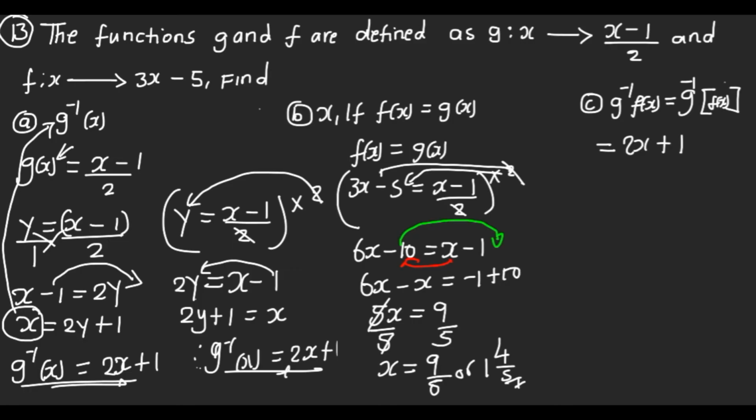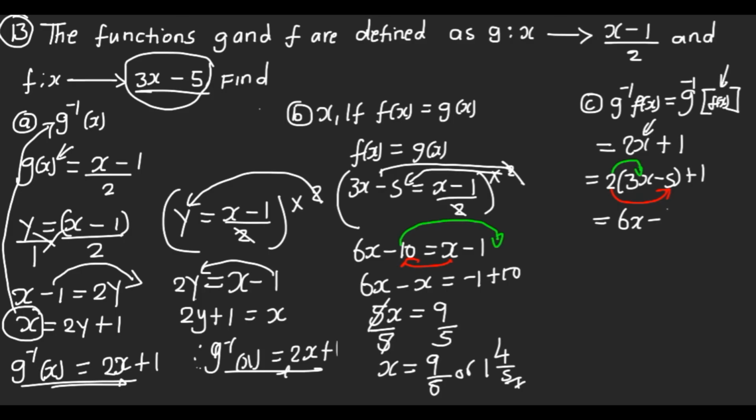Now the inside function, which is f of x, this one, must be substituted with the x of the g of inverse of x. So we have 2, where there is x, we substitute with the inside function, 3x minus 5, plus 1. Then we know that our 2 will multiply with the 3x. Then our 2 will also multiply by negative 5. So if we multiply 2 times 3x, we get 6x, minus 2 times 5, we get negative 10, plus 1. Then our final answer is 6x minus 9.